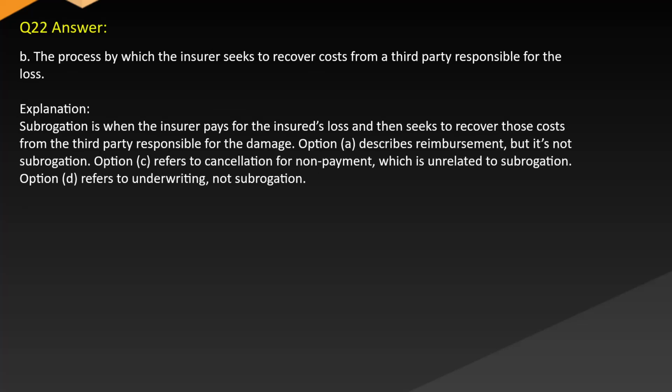Answer: B. The process by which the insurer seeks to recover costs from a third party responsible for the loss. Explanation: Subrogation is when the insurer pays for the insured's loss and then seeks to recover those costs from a third party responsible for the damage. Option A describes reimbursement, but it's not subrogation. Option C refers to cancellation for non-payment, which is unrelated to subrogation. Option D refers to underwriting, not subrogation.